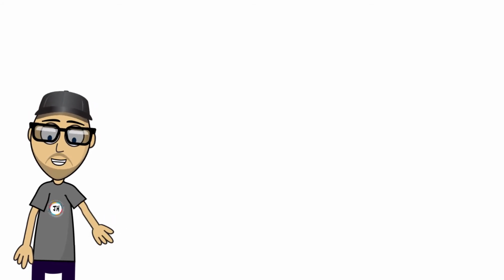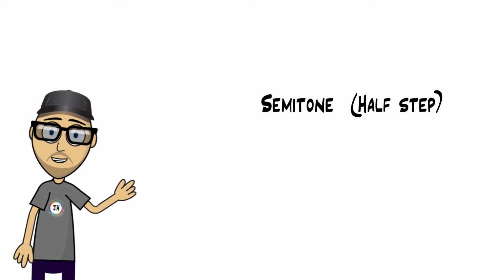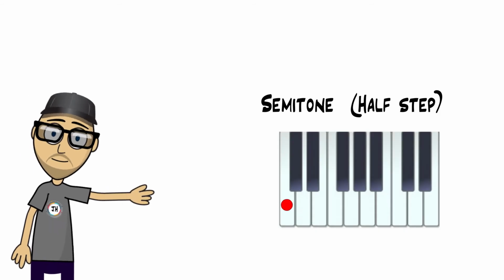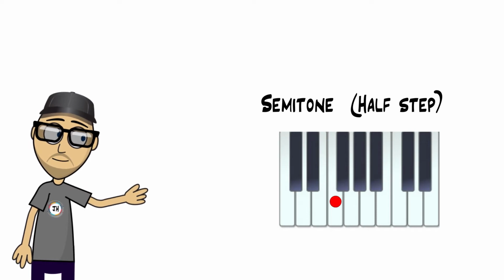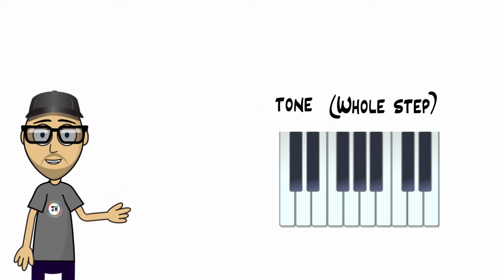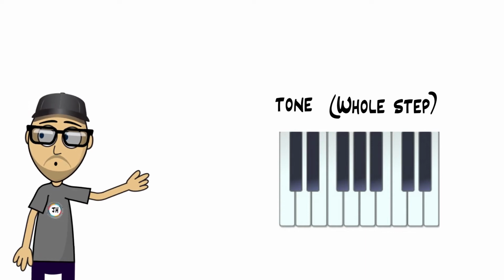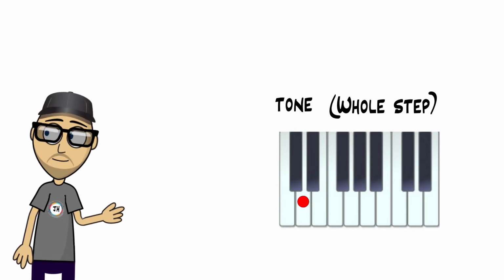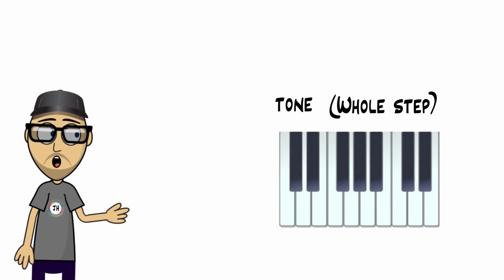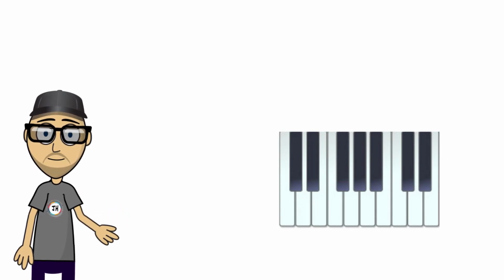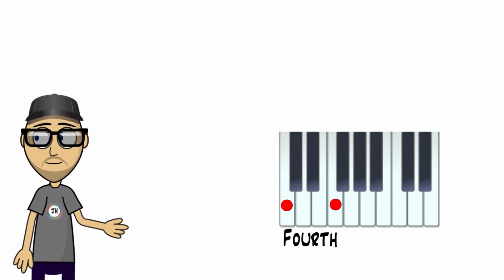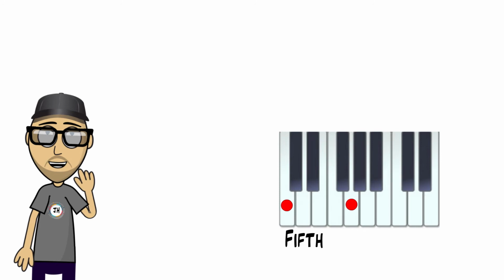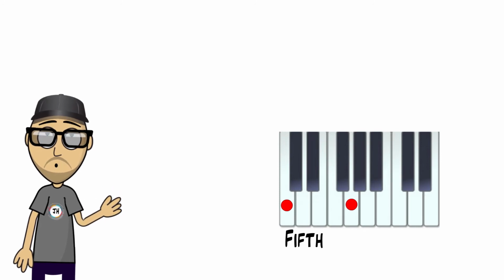The smallest interval at the keyboard is the semitone or half step, for example from C to C sharp, or from E to F. A tone or whole step is made up of two semitones, for example from C to D or E to F sharp. Any interval can be counted in semitones, but that can become complicated very quickly. For example, a fourth is made up of 5 semitones, and a fifth is made up of 7 semitones. You're probably already confused.